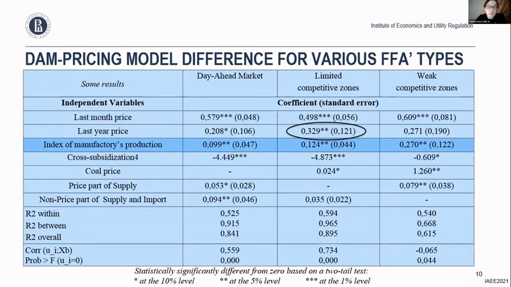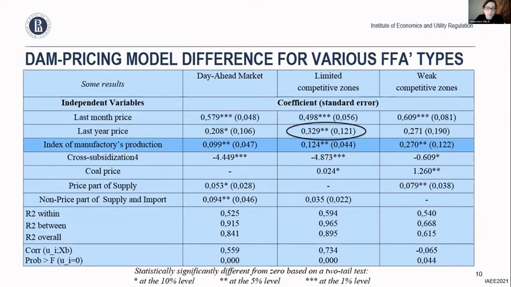Also, it is interesting that the index of manufacturing production is 2.25 times higher for weak competitive zones. So it is the situation when we have the competitive market and the monopoly, and at monopoly, demand has 2 times higher effect on the prices than when we have the competitive market. Also, the changes in cross-subsidization reflect at all types of free flow areas, but for limited competitive zones, the change in cross-subsidization matters more and has more influence on price levels.